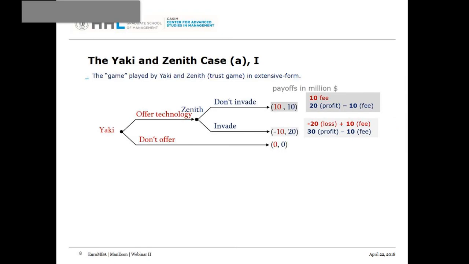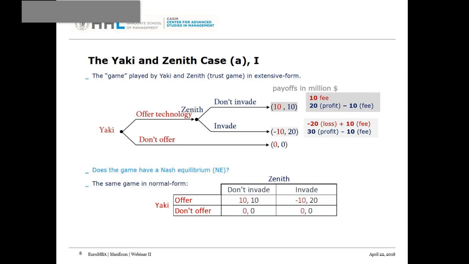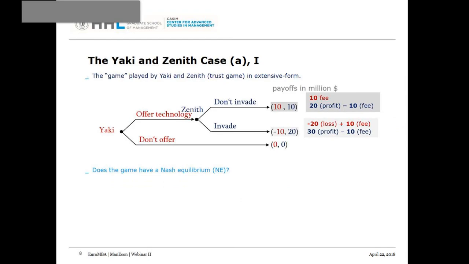The colors should help you distinguish the payoffs. The first is the payoff of Yaki. The second is the payoff of Zenit. Now, what is the way to play the game? How would one play the game? We could ask what the Nash equilibrium is. We can use the backward inductive approach, or we can try to transfer this game into a normal form game.